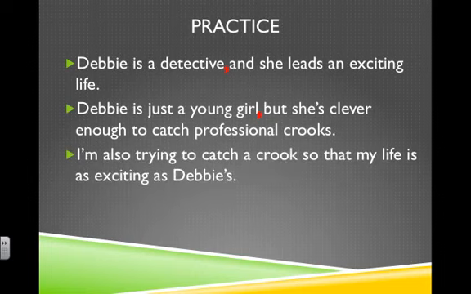I'm also trying to catch a crook so that my life is as exciting as Debbie's. Okay, we've got that word so, which is a FANBOY. This is kind of a tricky sentence. So is actually not functioning as a FANBOY here. Let's look at it though, and I think we'll already eliminate a comma. On that front side, I'm also trying to catch a crook, independent clause. But if you look at the other side, that my life is as exciting as Debbie's. It's almost a sentence, but it's not a complete thought.